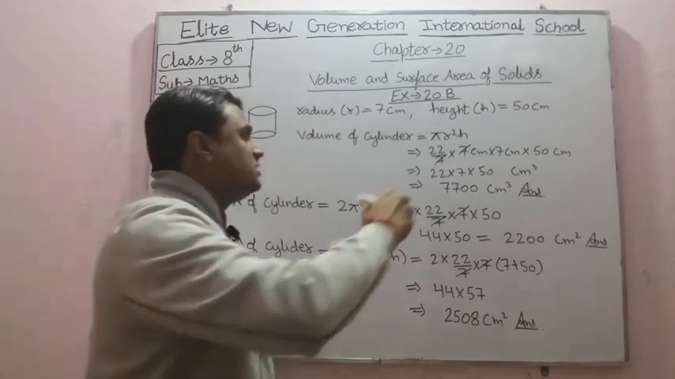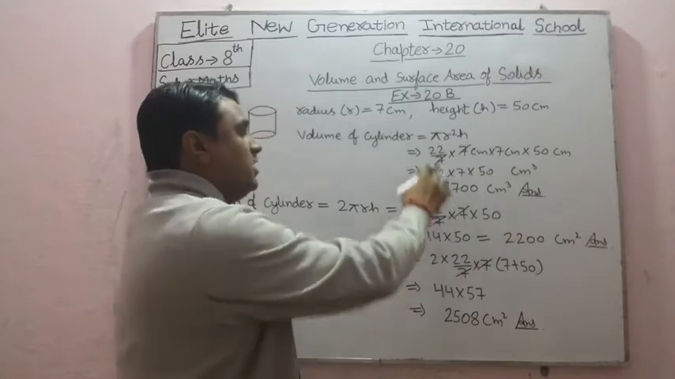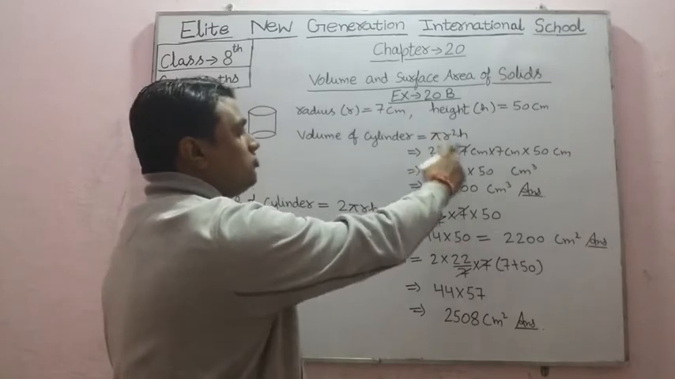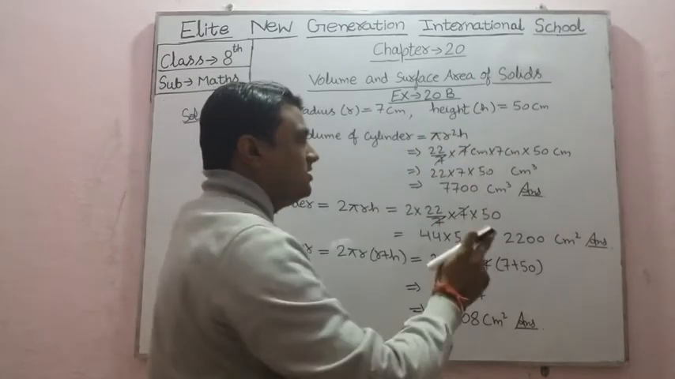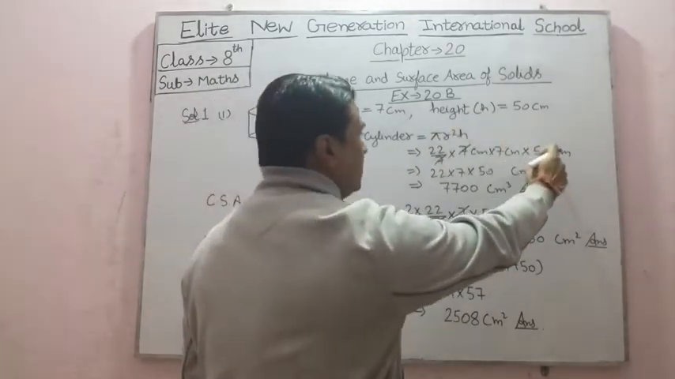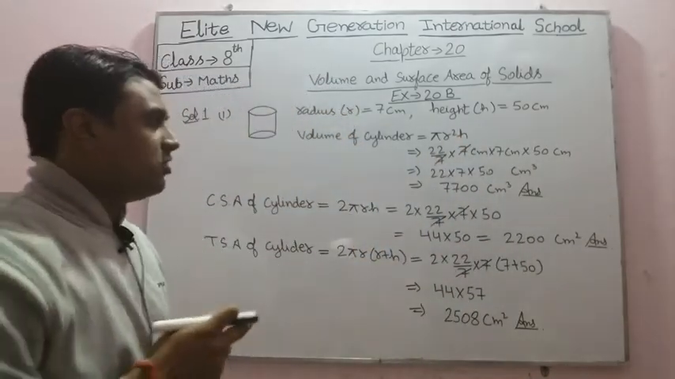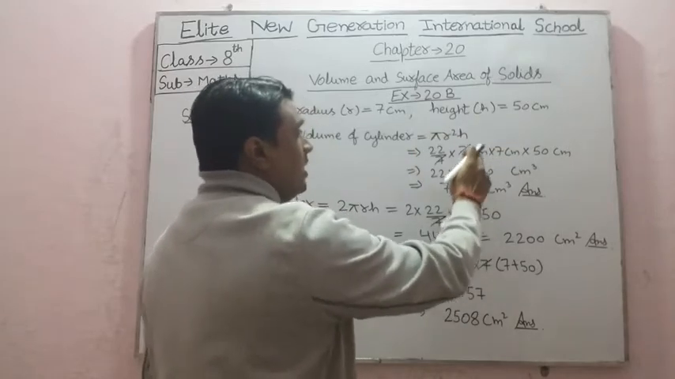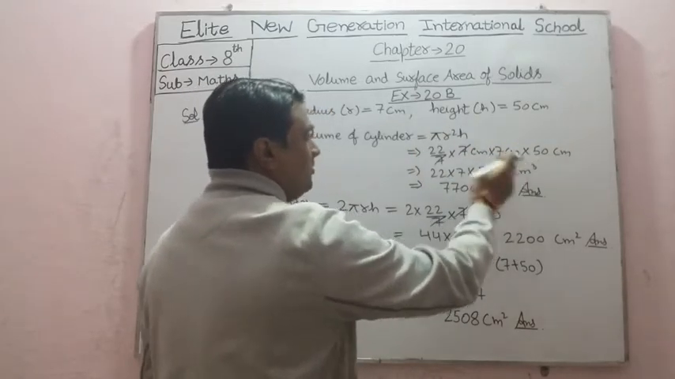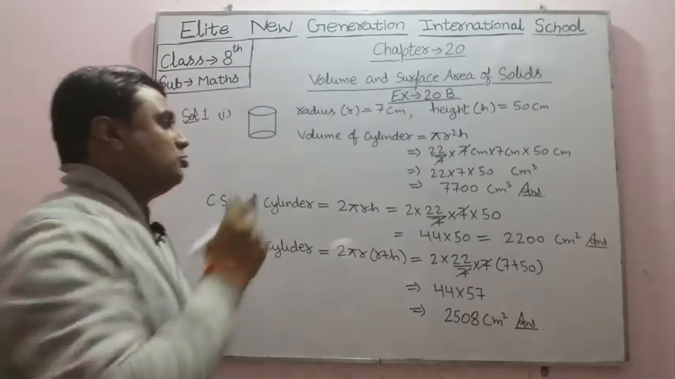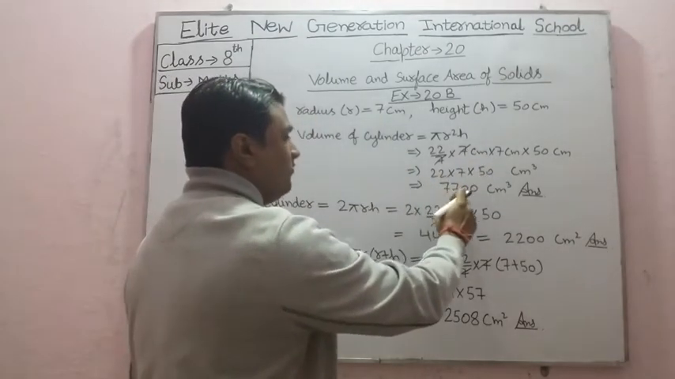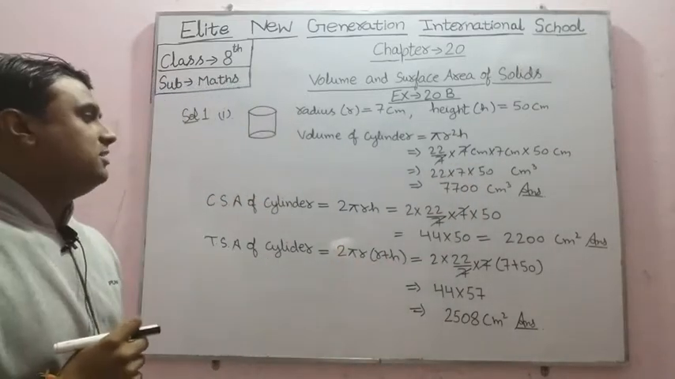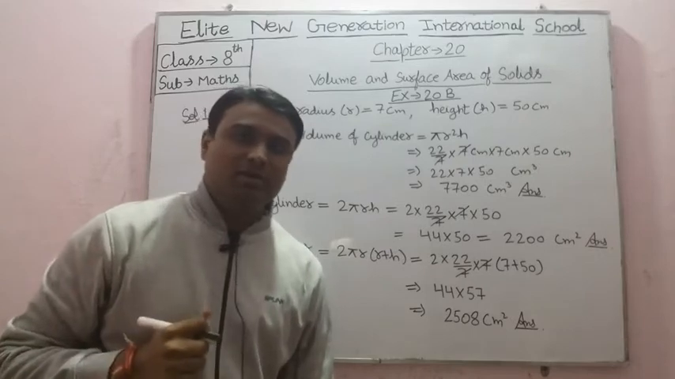Volume of cylinder is given by pi r square h. Now the value of pi is 22 upon 7 and the radius is given as 7. So r square means we can write 7 centimeter into 7 centimeter, and h is 50 centimeter. By solving it, 7 will cancel by this 7. Now 22 into 7 into 50, and centimeter into centimeter into centimeter will become centimeter cube. So 22 into 7 into 50 will be 7700 centimeter cube. So the volume of this cylinder is 7700 centimeter cube.